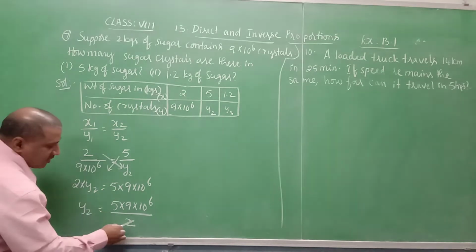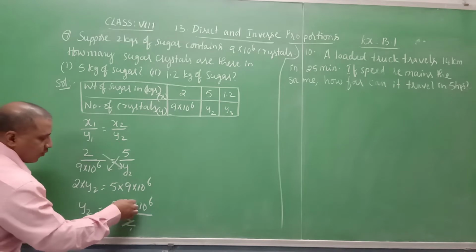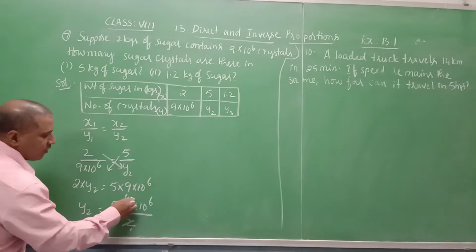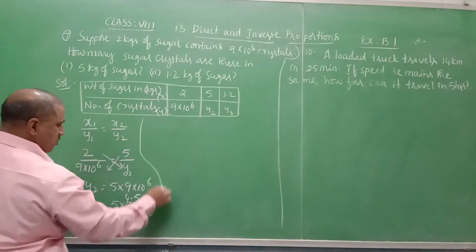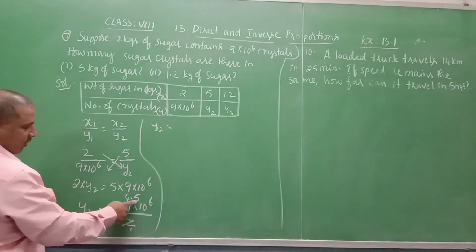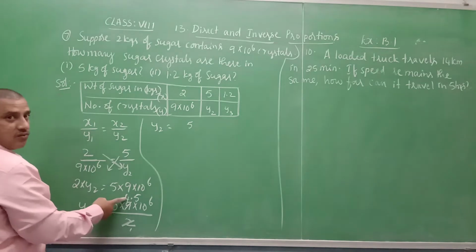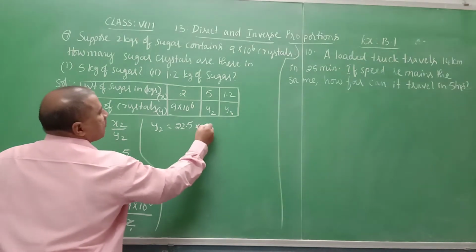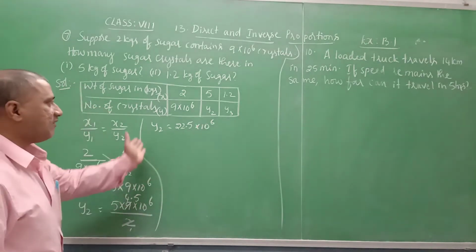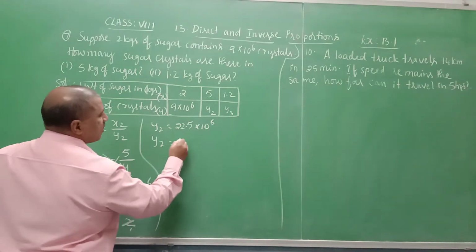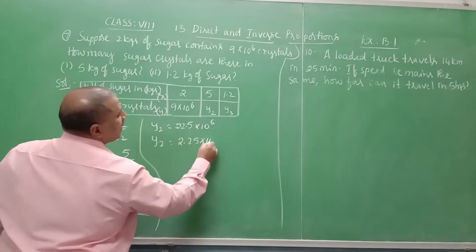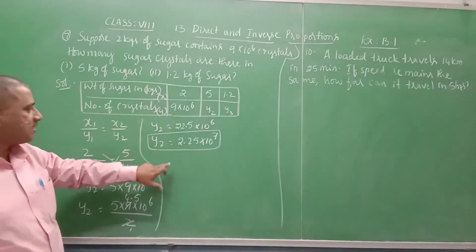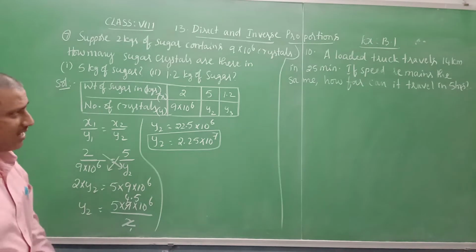Now go for cancellation. 2 ones are 2, and 2 fours are 8. 9 minus 8 is 1. Key point, bring down 0, 10, 2 fives are 10. Now multiply. So how much do we get? y2 is equal to 5 into 5, 25. 5 fours are 20 plus 2 is 22. So keep the decimal point after 1 digit and we get 22.5 into 10 to the power of 6 crystals. But when we write this in standard form, we get 2.25 into 10 to the power of 7 crystals. So how many crystals are there in 5 kgs of sugar? It is 2.25 into 10 to the power of 7 crystals.